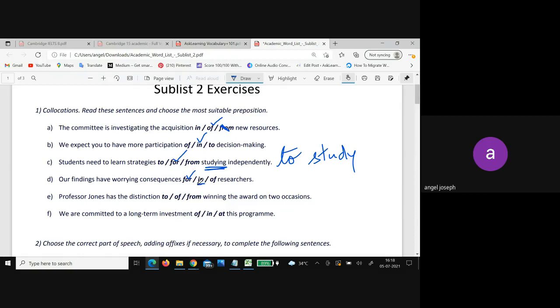If in comes here, what change will happen to this word? Researching is continuous. Research, very good. Our findings have worrying consequences in research. Now do you understand, Mebin? Yes, okay. Not researching, it is research. Our findings have worrying consequences in research. Okay, I hope that is clear. Someone said researching, that is not correct. I think this is clear.